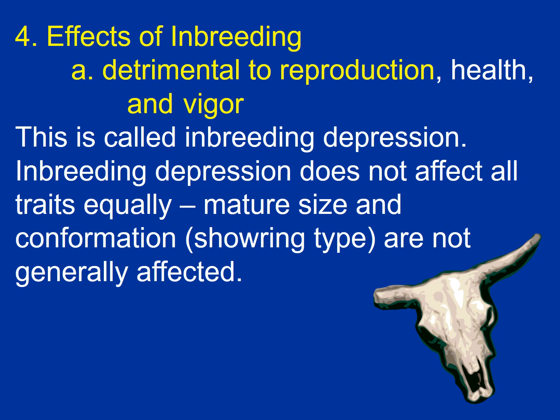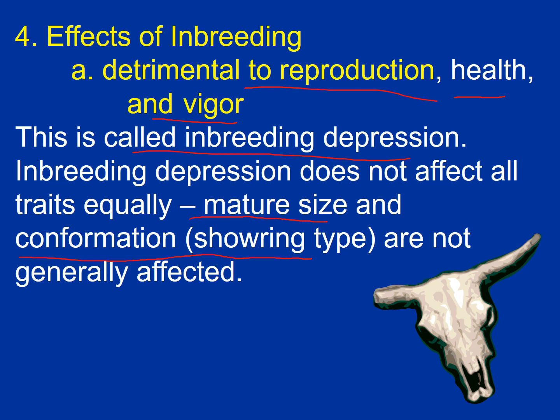Generally, we try to avoid inbreeding, and inbreeding is generally detrimental, though not equally detrimental for all traits. It tends to be most detrimental for reproduction, health, and vigor. And we call this inbreeding depression. Inbreeding depression does not affect all traits equally. Inbreeding has really no effect on mature size. Inbreeding usually has no effect at all on show-ring type. In fact, it may sometimes enhance show-ring type.